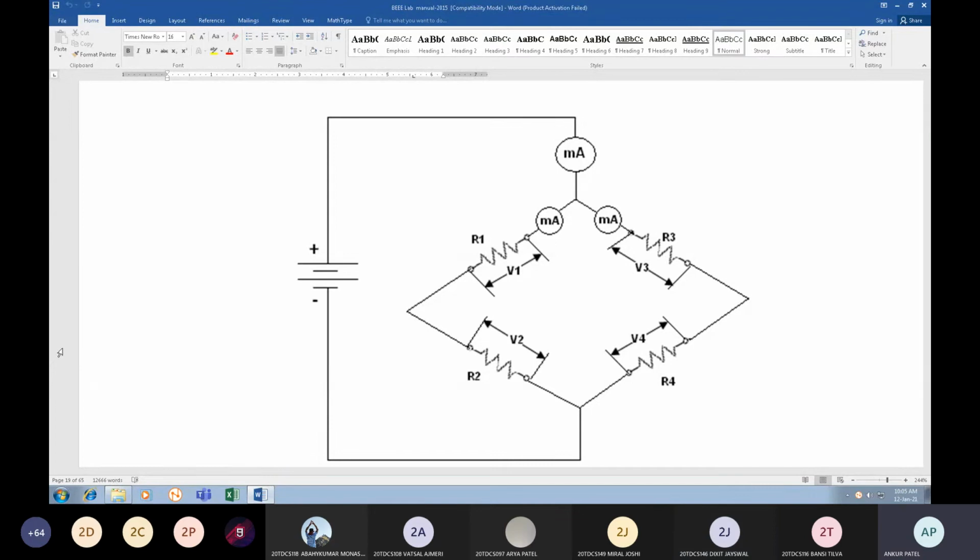Is there any point where we can show the incoming current? Yes, sir, in the diagram two milliammeters are given. You can see one junction is here. This branch milliammeter is outgoing, and this milliammeter on the supply is incoming.